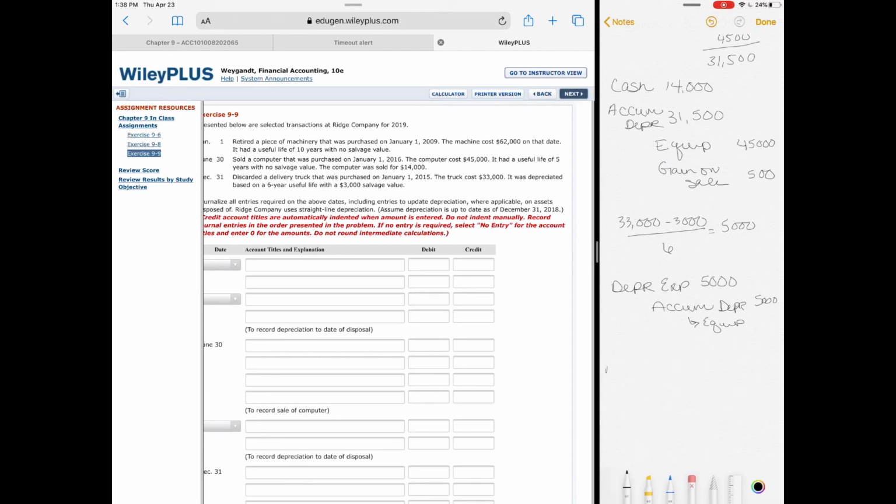So I need to get rid of the accumulated depreciation that I've recorded so far, which comes to the total of $25,000 because I did hold it for 5 full years. The equipment value I will credit for $33,000, which means I need to record a debit or a loss on sale of $8,000. So hopefully that helps. If you have questions, you let me know.